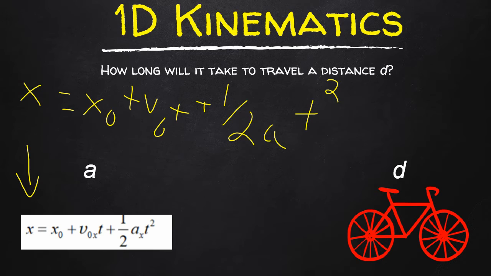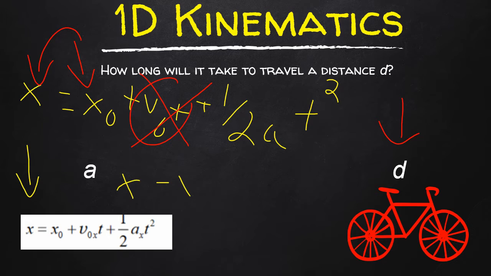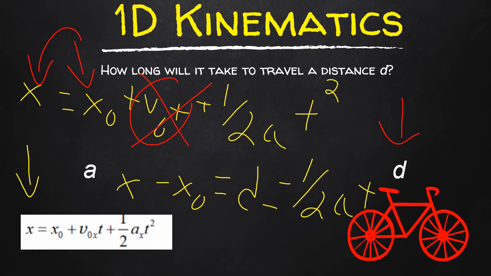v naught, for example, do you remember what we said that was? If it starts at rest, that's 0, so this entire part goes away, which is pretty nice. We also have d, which is not included anywhere, but if we take this x naught and move it to the other side using subtraction, what we end up with is x minus x naught on that side, which is the equivalent of d. So the left-hand side is just d, and the right-hand side is simply going to be 1/2 a t squared.